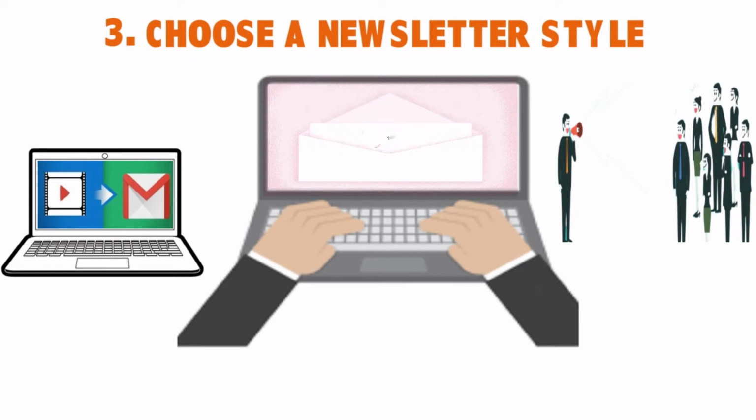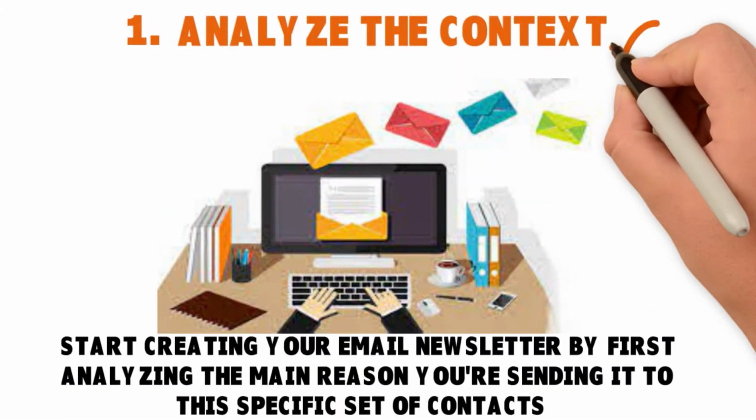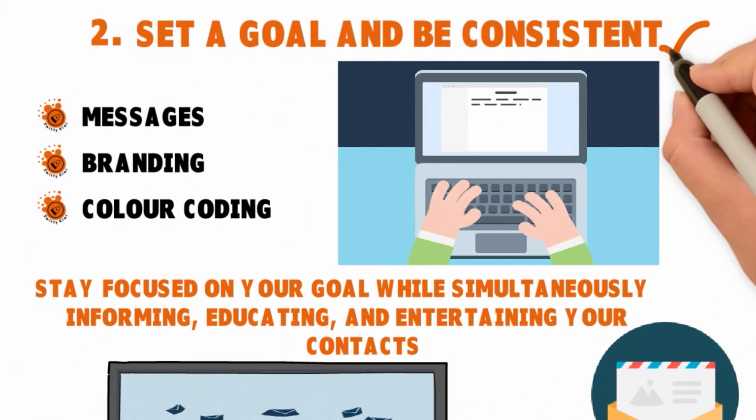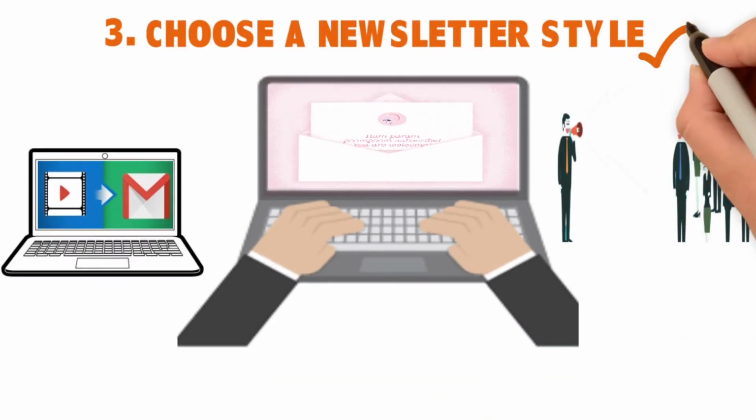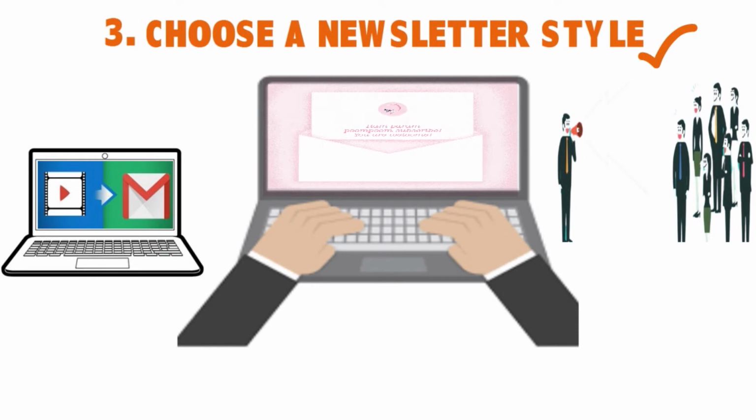What I'm trying to say here is that you need to have a long-term view. You need to have a holistic view of your email newsletter campaign if you want to get it right. And the only way you can do this is, again, and those are the first three things I just talked about: you want to analyze the context, set a goal and be consistent, and choose a newsletter style that fits your brand and your customers and your target audience's needs and wants.